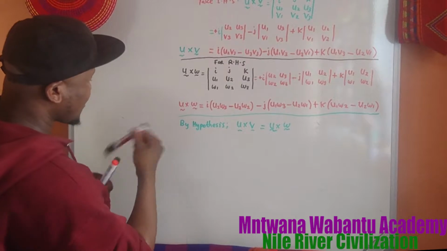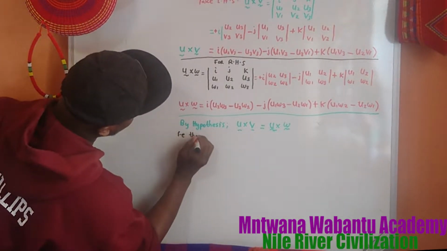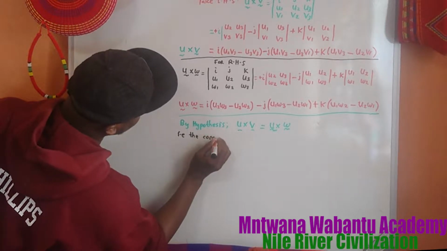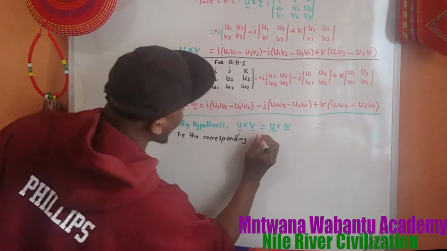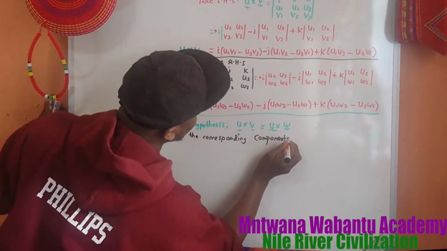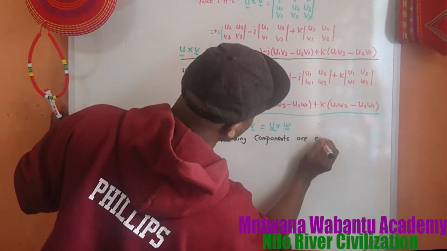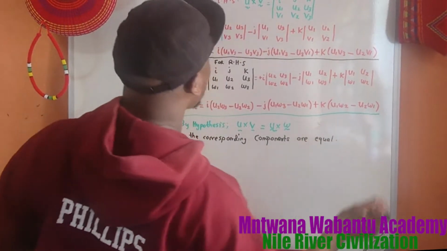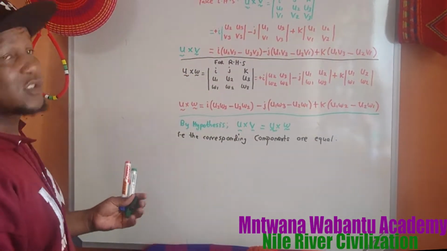So that's to say the corresponding components must be equal. And for the most case, that means vector V and W, just like I said before. You see what I'm saying?